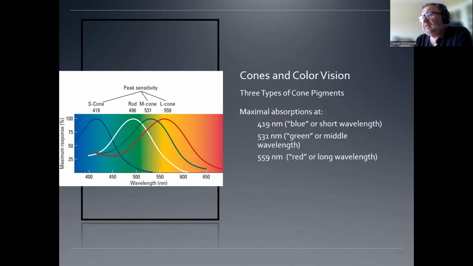But anyway, let's take a look at the L cones, for example. So we see that it's a curve, and this curve represents the sensitivity and therefore the response of the cone to a light of a given wavelength. So if the light is exactly 559 nanometers, the L cones are most sensitive to that, and they have their strongest response. And by strongest response, I'm talking about the graded potential it sends to these postsynaptic neurons. You get a strong signal going there, right?